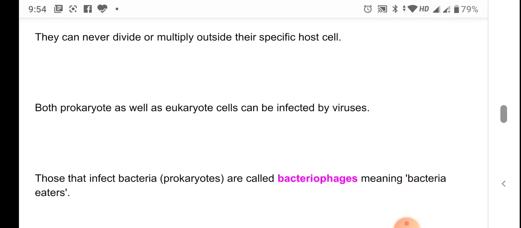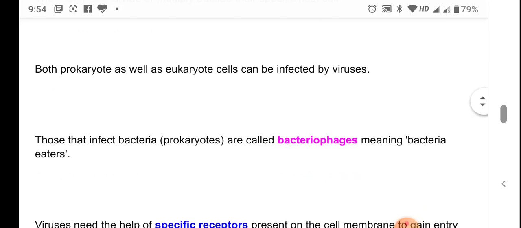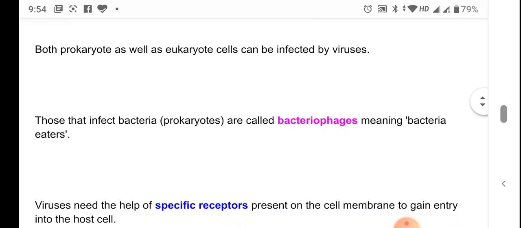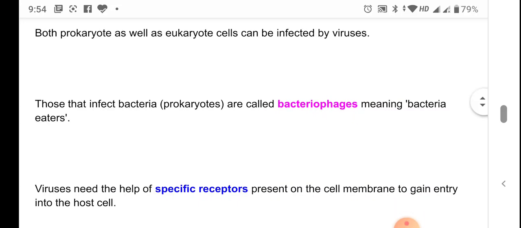About the infection, these viruses can infect both prokaryotes as well as eukaryotes. There are a vast number of eukaryotic host cells these viruses can infect. About the prokaryotes, they infect bacteria, and those viruses which infect bacteria are known as bacteriophages. What is the meaning of bacteriophages? Bacteria eaters. They infect bacteria and bring about the lysis of bacteria.